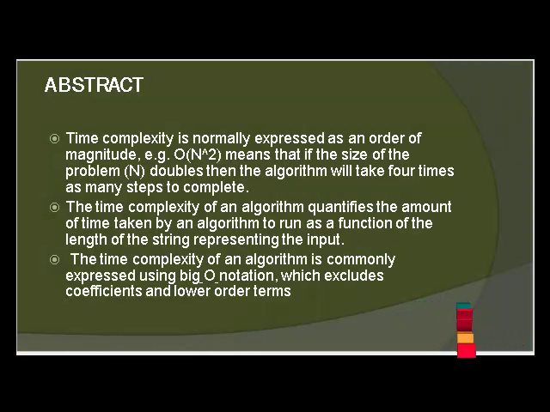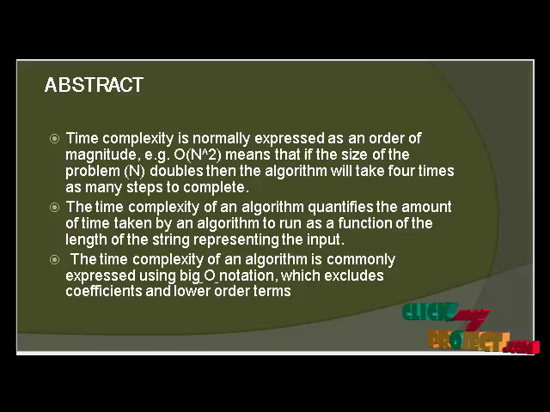The abstract of the project: time complexity is normally expressed as an order of magnitude. This means that if the size of the problem doubles, then the algorithm will take 4 times as many steps to complete. The time complexity of an algorithm quantifies the amount of time taken by the algorithm to run as a function of the length of the string representing the input. The time complexity of an algorithm is commonly expressed using big O notation, which excludes coefficients and lower order terms.